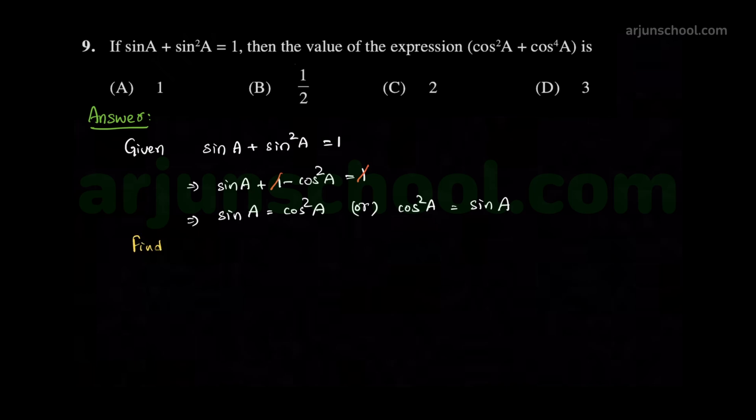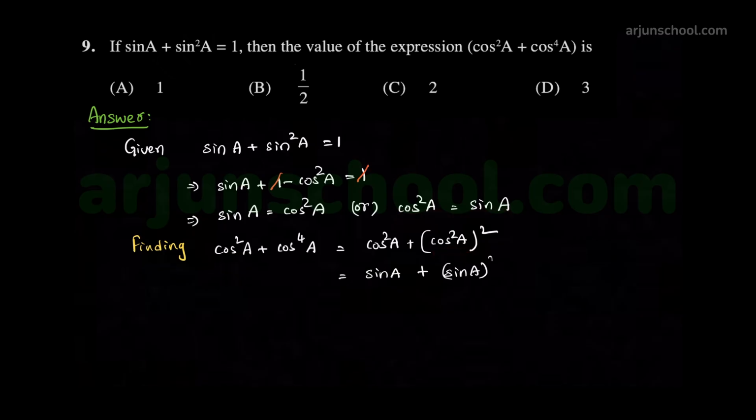Let us find the value of the given expression. Cos² A plus cos⁴ A can be written as cos² A plus cos² A whole square. That is equal to, we know that cos² A is sin A, so sin A plus sin A whole square, that is sin A plus sin² A. From the given equation, sin A plus sin² A is equal to 1, we can write this expression as 1.